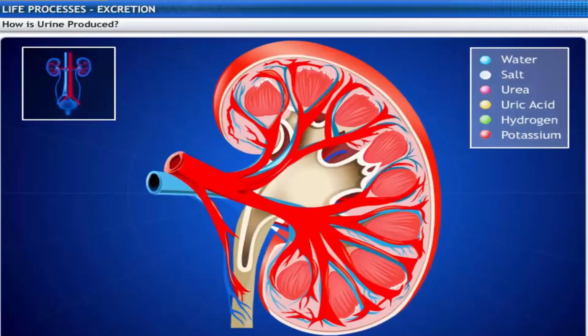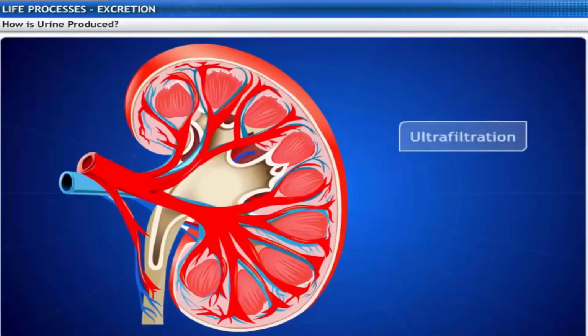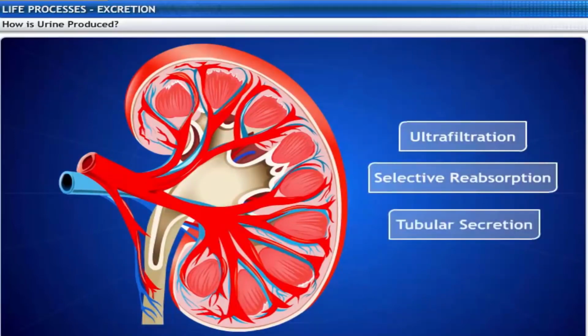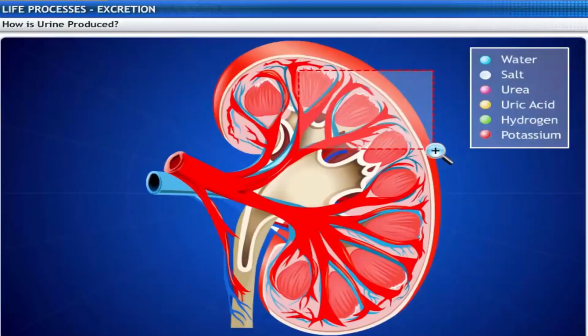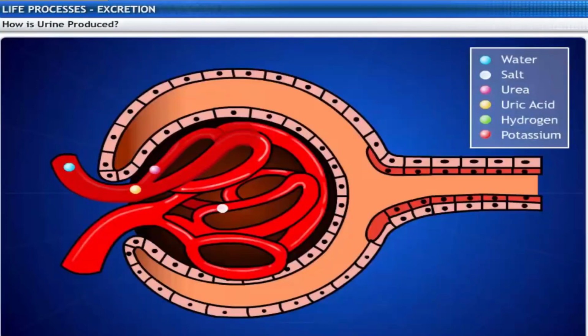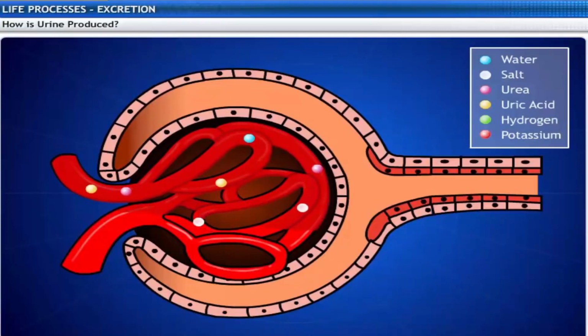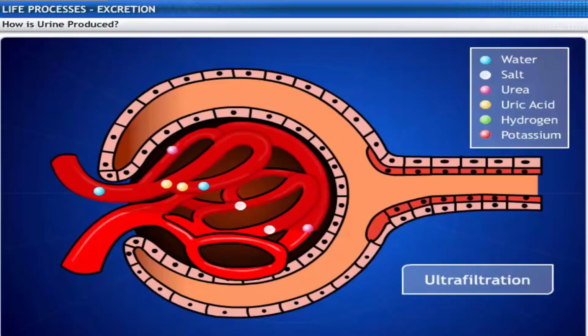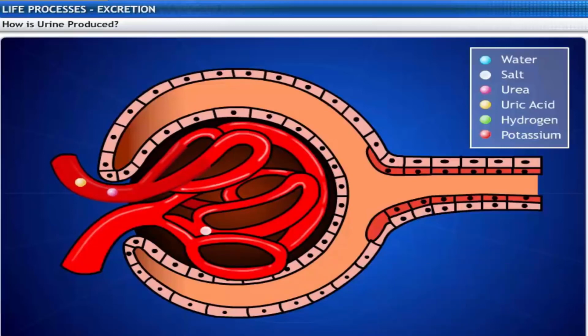The kidney performs 3 functions leading to urine formation: ultrafiltration, selective reabsorption, and tubular secretion. Nephrons filter minerals, wastes and water but retain red cells, proteins and large molecules. This process is known as ultrafiltration. The filtered blood is returned to the body through the veins.